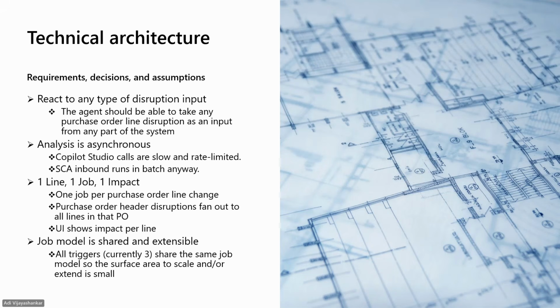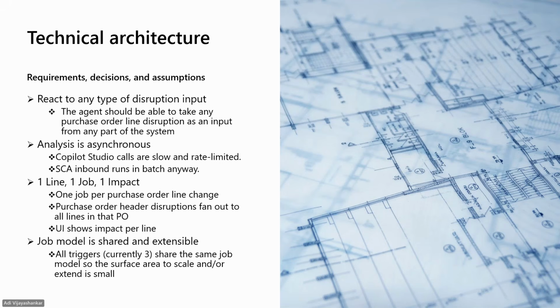To start off, we had some requirements and made some decisions based on the requirements, and then filled the gaps with reasonable assumptions. First, we wanted impact analysis to react to any type of disruption that happens on a purchase order line level. So it should be able to extend to any module in the system that interacts with a purchase order line. Currently, we support 3 scenarios that Lisa has been through: the supplier communication agent inbound email, vendor acknowledging with a change through the vendor collaboration module, and of course the what-if simulation case.